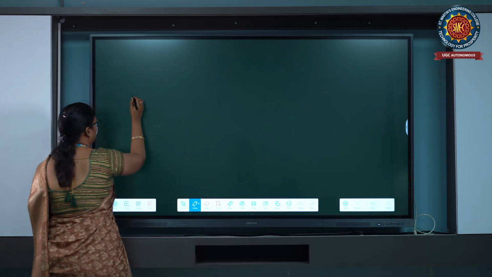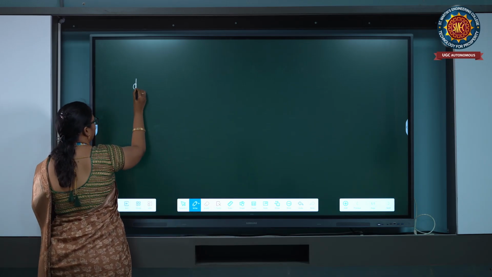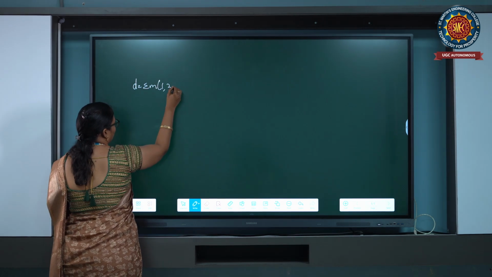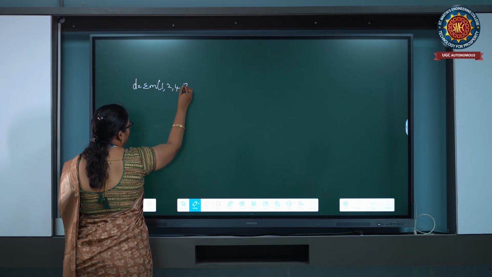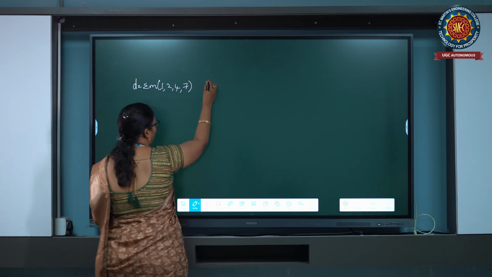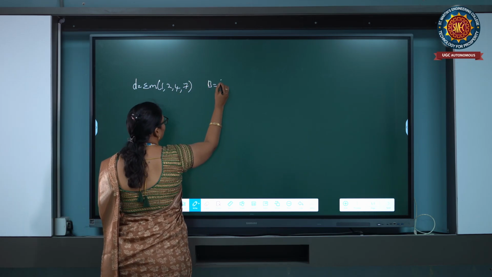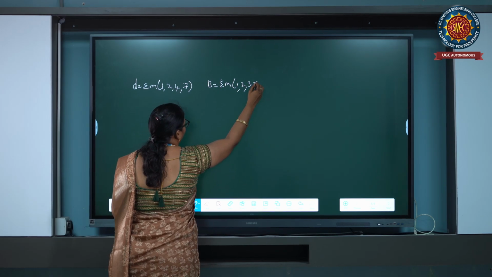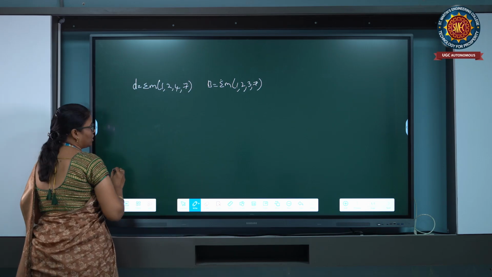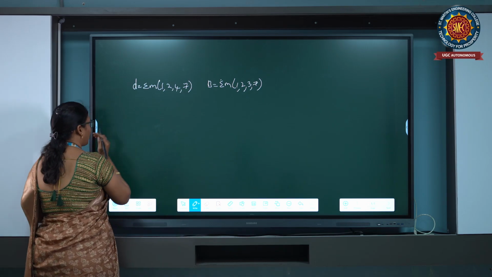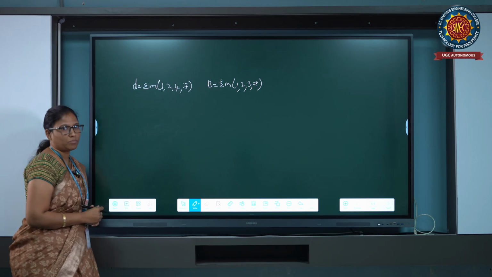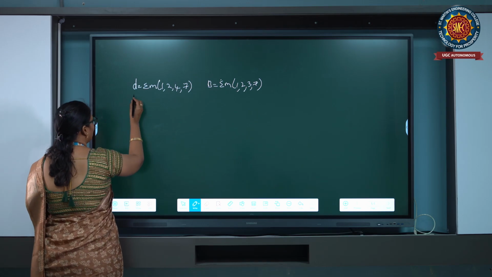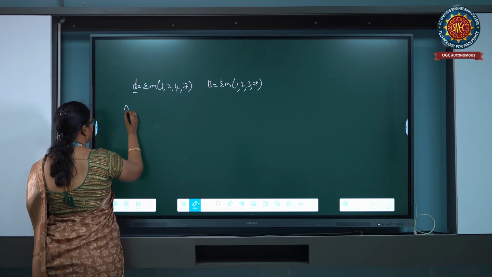If we take the minterms that we got for the difference, it is sigma m 1, 2, 4 and 7. The minterms we got for the borrow is sigma m 1, 2, 3, 7. We can consider this using a 3 variable K-map. A 3 variable K-map means the number of cells we get is 8 cells. Let us consider the K-map for the difference.